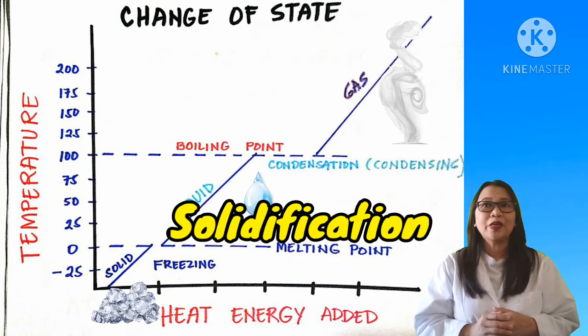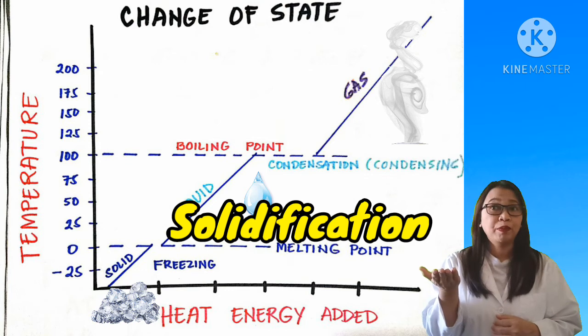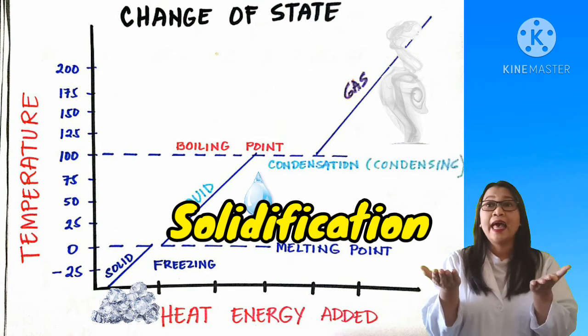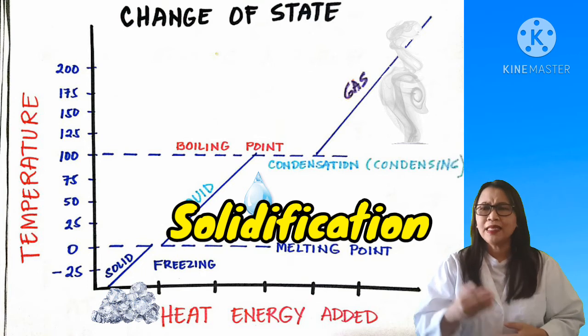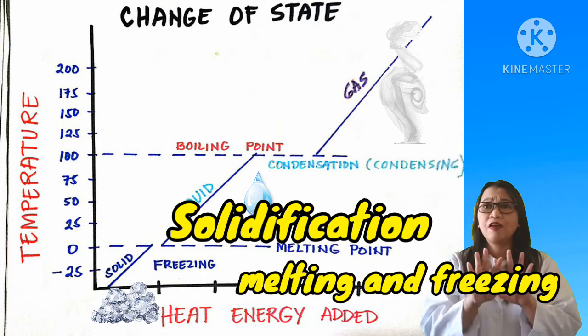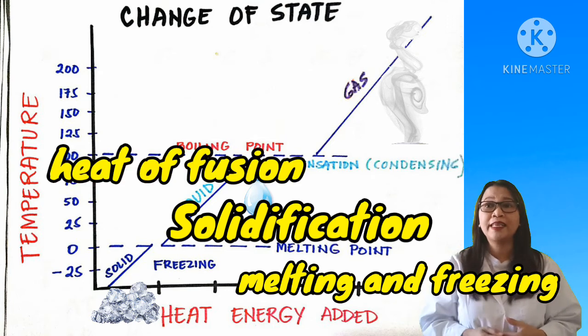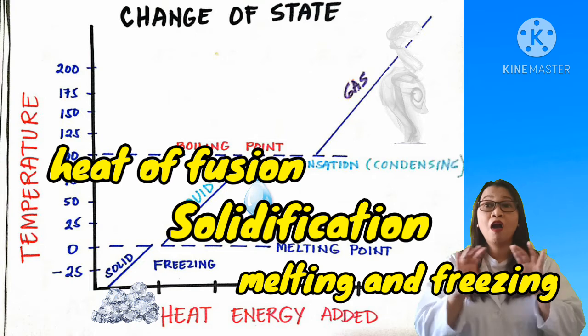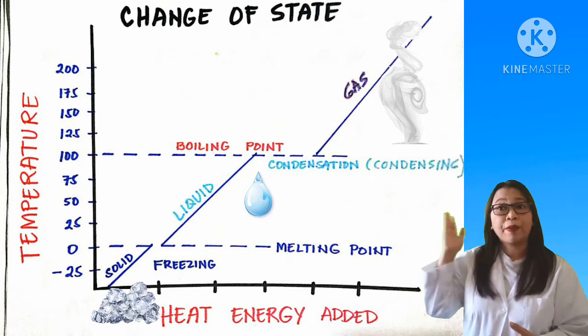Solidification is the reverse of melting. The amount of heat given off as 1 gram of liquid changes to a solid at the melting point is the heat of solidification. Since melting and freezing are reverse processes, the magnitude of the heat of fusion and the heat of solidification are equal. The same changes in the energy occur when a liquid is vaporized.